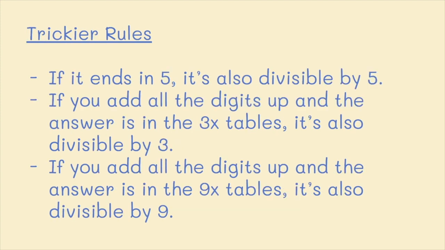Some of the trickier rules. If a number ends in 5, so there's a 5 in the 1s column, it's also divisible by 5, which means that it's going to have more than 2 factors. If you add all the digits up in a number and the answer is in the 3 times tables, it's also divisible by 3. And if you add all the digits up and the answer is in the 9 times tables, it's also divisible by 9. There's some trickier rules for you.